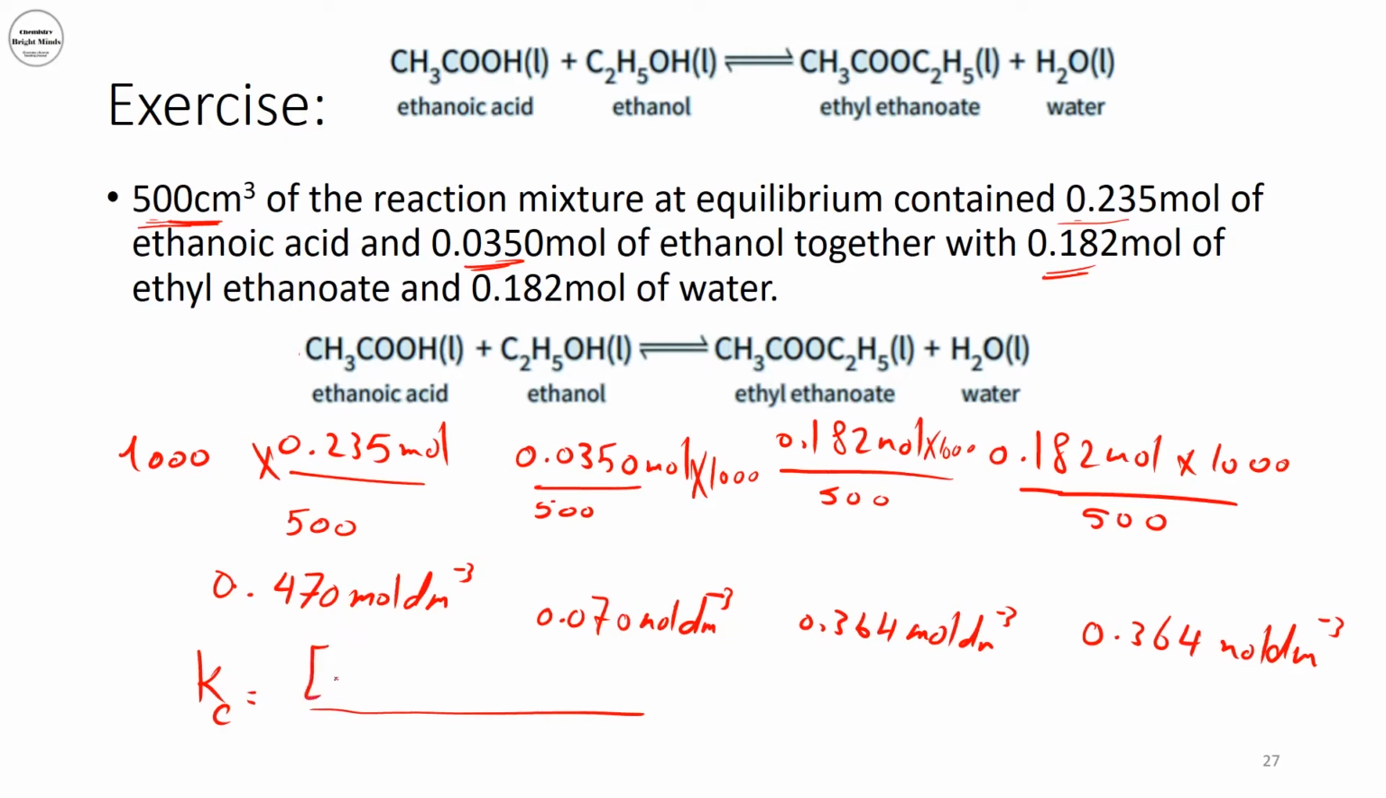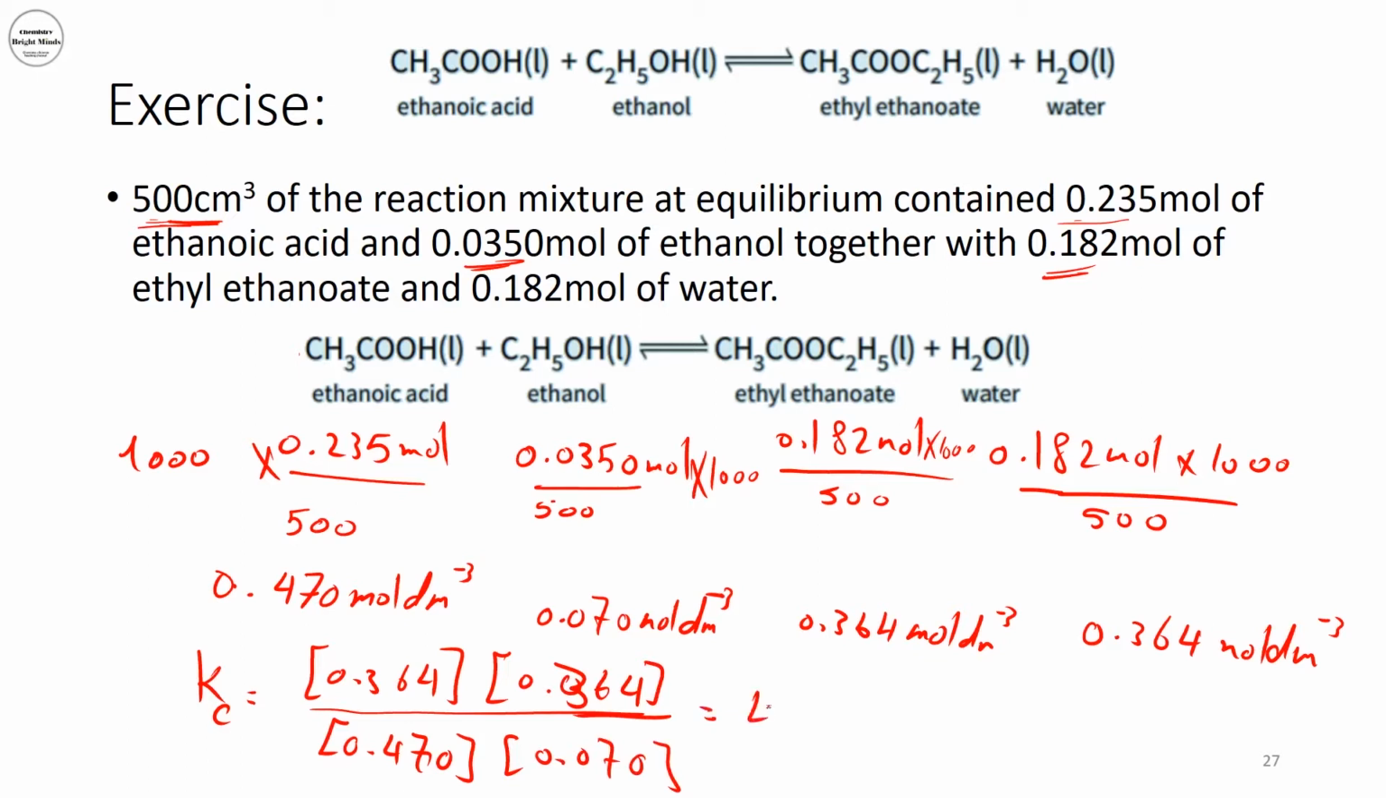So in here I will multiply the 0.364 by the concentration of my water, which is also equal 0.364, divided by the concentration of my ethanoic acid, which is equal to 0.470, multiplied by the concentration of my ethanol, which is 0.070.